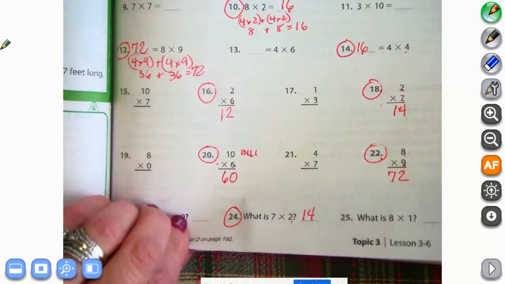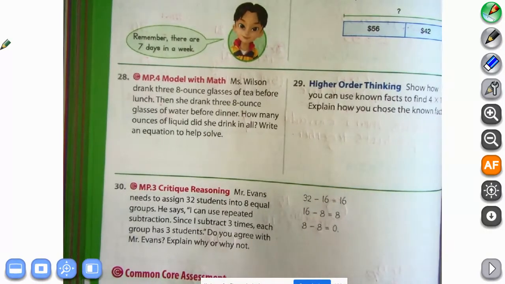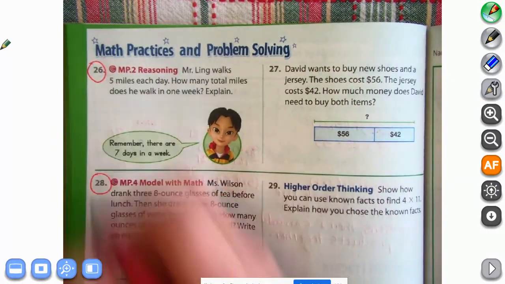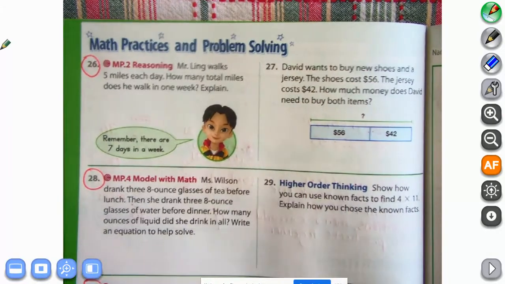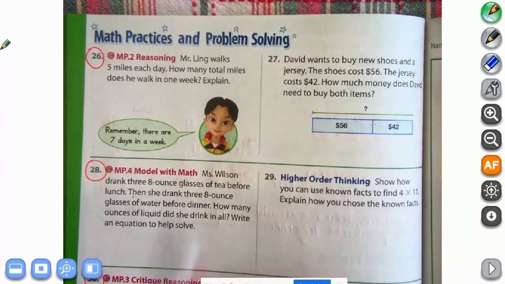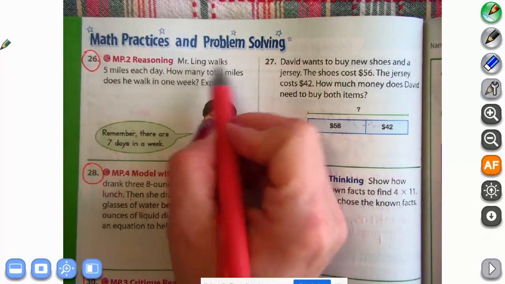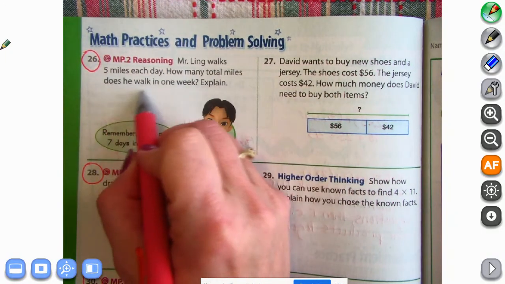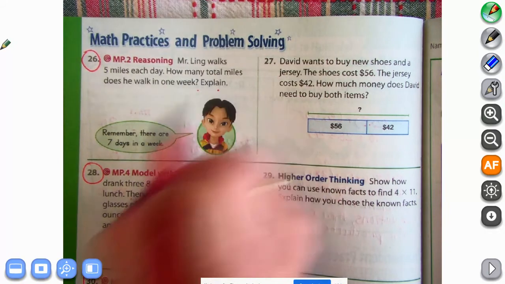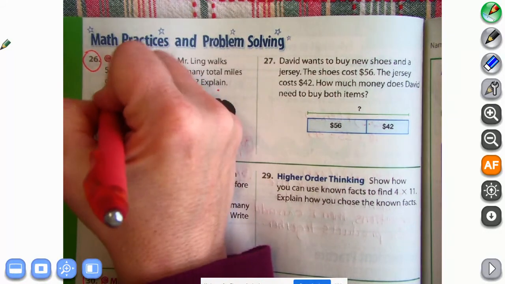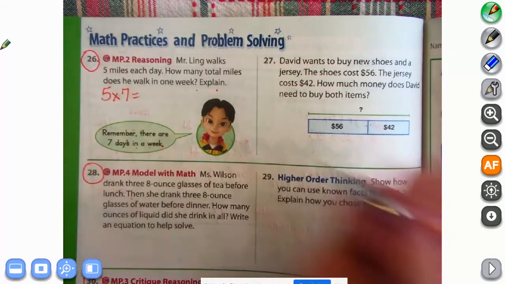All right, now we're going to turn to page 142. We're going to circle number 26, number 28, number 30, and number 32. We're just going to do the evens, okay? So number 26 says, Mr. Ling walks 5 miles each day. How many total miles does he walk in 1 week? Explain. Remember there are 7 days in a week. So 5 miles for 7 days.